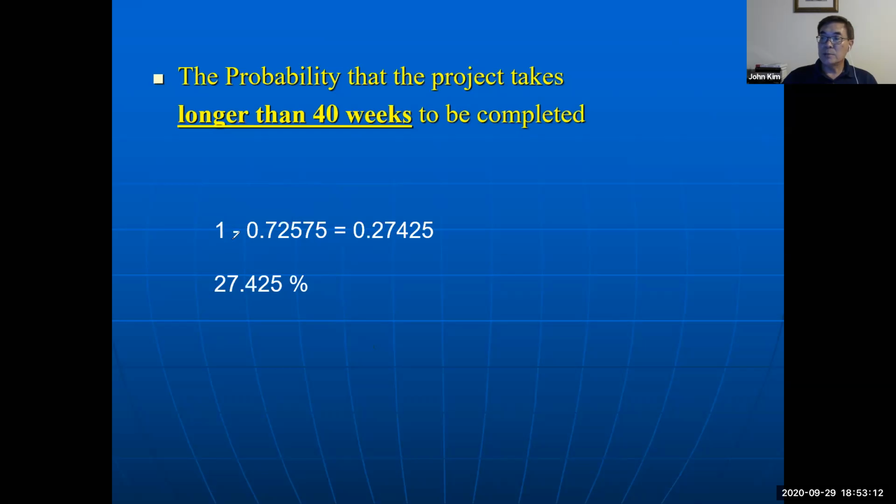One minus the given area equals 0.27425. So the probability that the project task takes longer than 40 weeks to be completed is 27.425%. Okay.